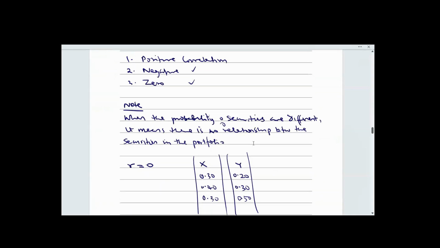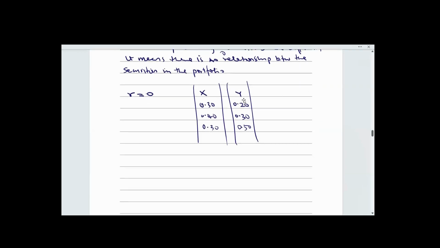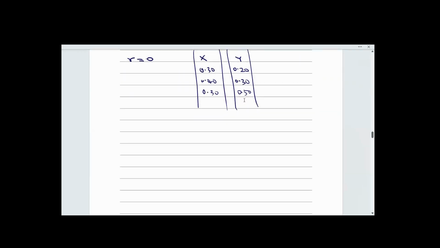The examiner will not tell you that there is no relationship. It is implied in the question. How will you know that there is no relationship? Once you are given different probabilities for the two securities, it means that your R is equal to 0. But when you are given the same probability, it means there is a relationship between the two securities, and therefore you need to compute the correlation coefficient.